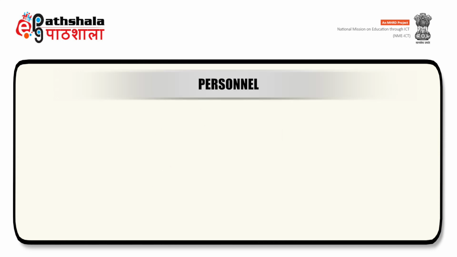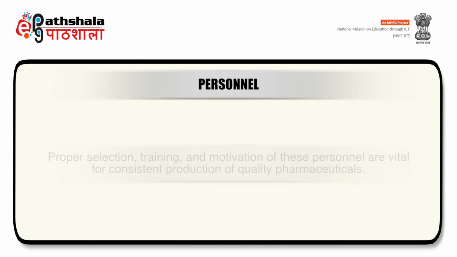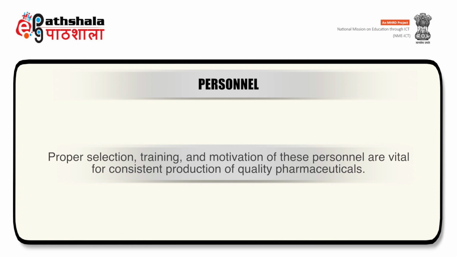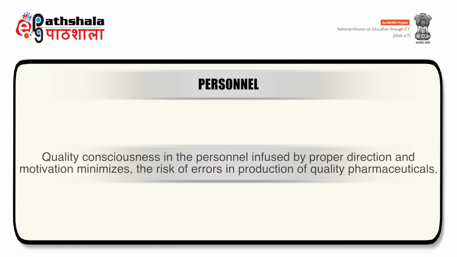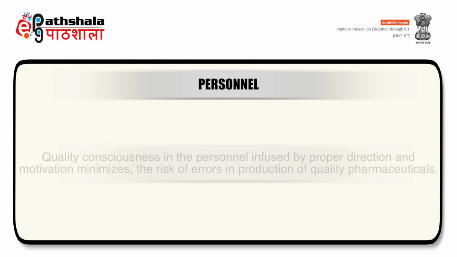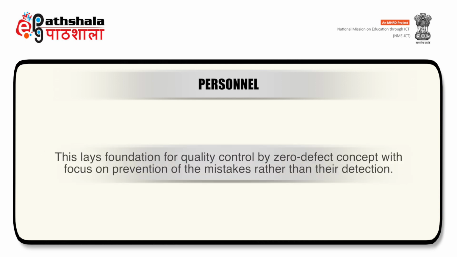Now we will discuss the elements of GMP one by one. First of all, we will discuss personnel. Proper selection, training, and motivation of personnel are vital for consistent production of quality pharmaceuticals. Quality consciousness in the personnel infused by proper direction and motivation minimizes the risk of errors in production of quality pharmaceuticals, with focus on prevention of the mistakes rather than their detection.